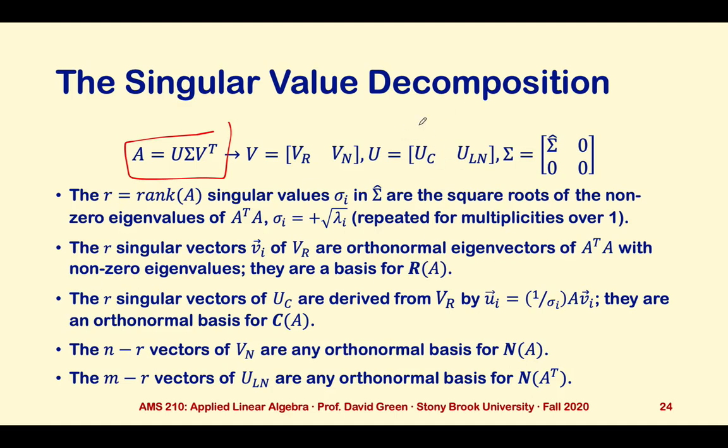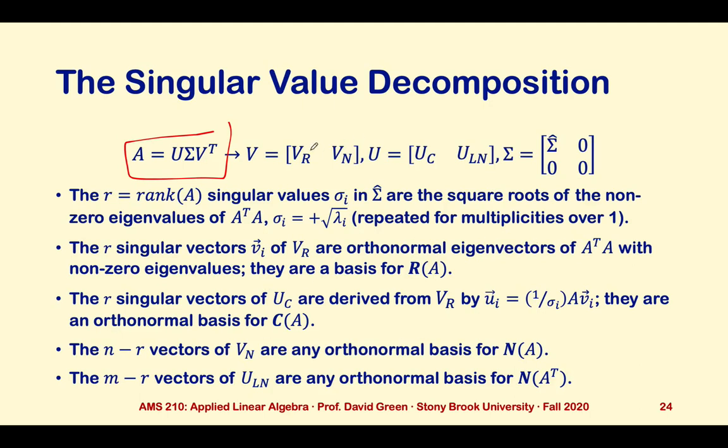The first r columns of U are an orthonormal basis for the column space of A. They're related to the set V_R, the orthonormal basis for the row space, by this relationship here, u_i equals 1 over sigma_i A times v_i, and the m minus r columns at the end of U are an orthonormal basis for the null space of A transpose, the left null space of A.